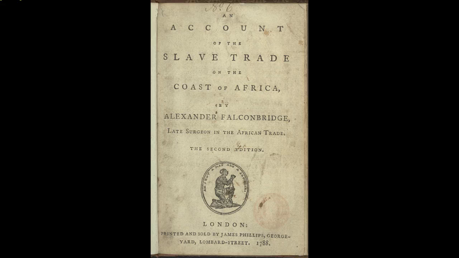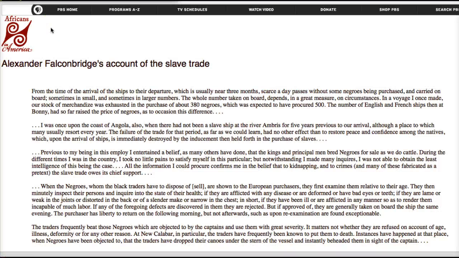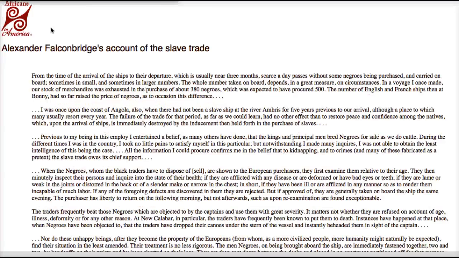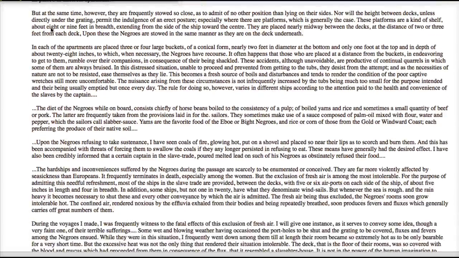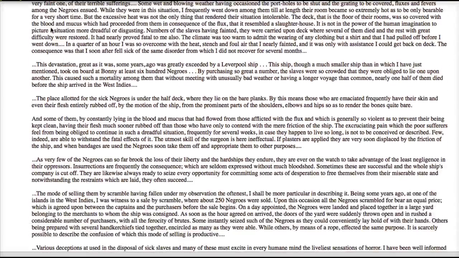A main document that realistically illustrates the horror of slavery is Alexander Falconbridge's An Account of the Slave Trade. The piece was written in 1788 by Alexander Falconbridge, who was a surgeon that traveled on slave ships in the period of 1780 to 1787. Falconbridge's text was explored on the website pbs.org, which depicts the inhumane conditions of the slave ships.